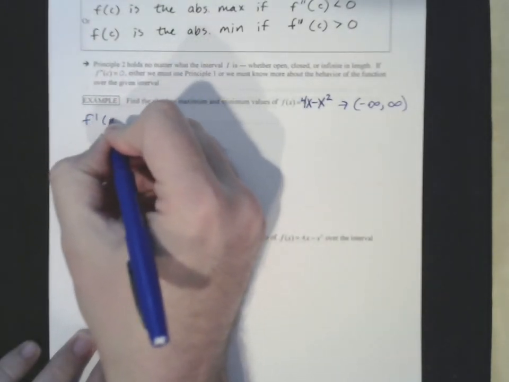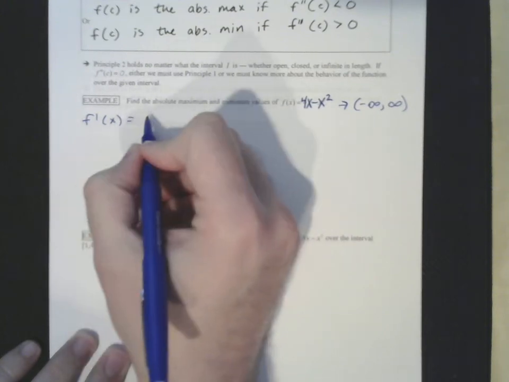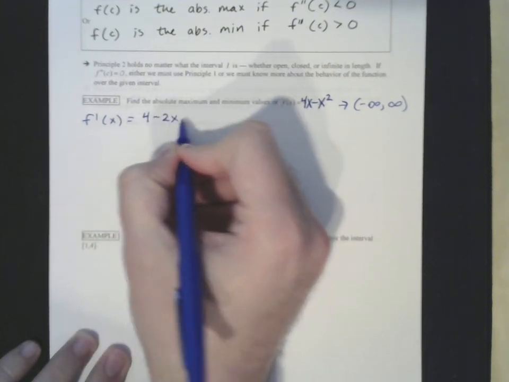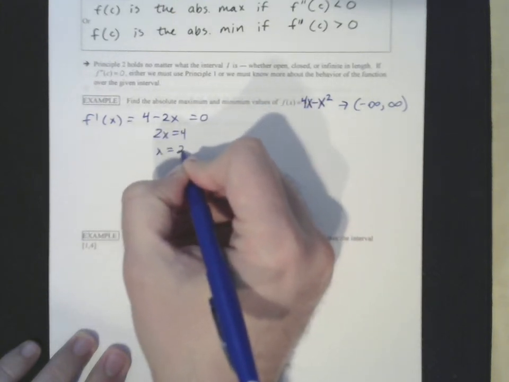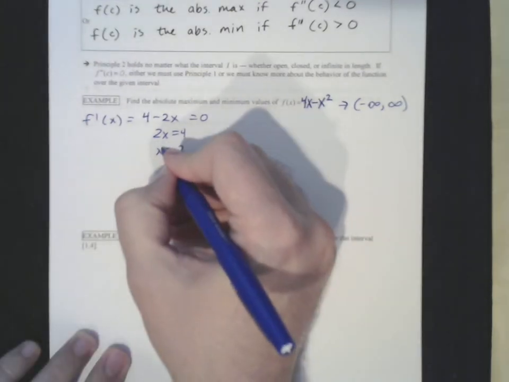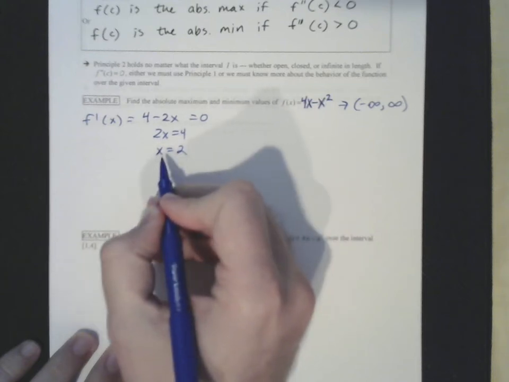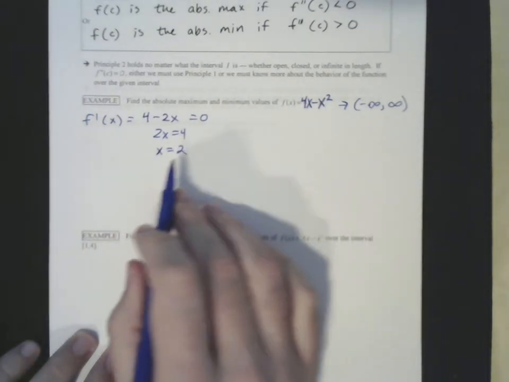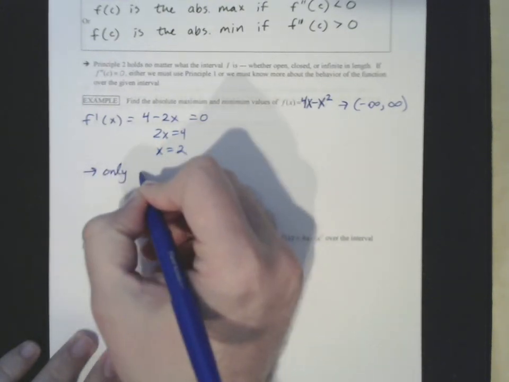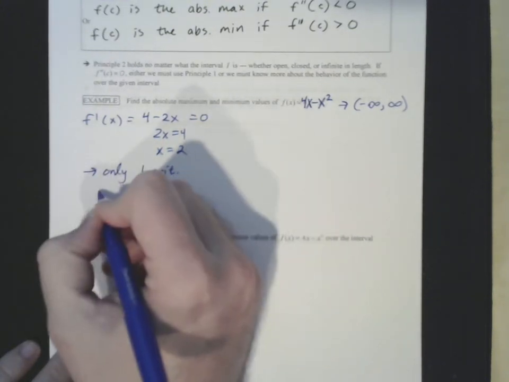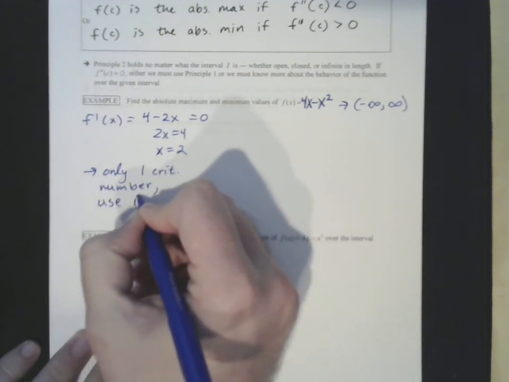So first step, we need f prime of x. We need our critical numbers. So f prime of x will be 4 minus 2x. Set that equal to 0. 2x is 4, so x is 2. So this is our c value. Notice we got 1. There's only 1 in this entire thing. So this is kind of our hint. There's only one critical number. So we want to use principle 2.